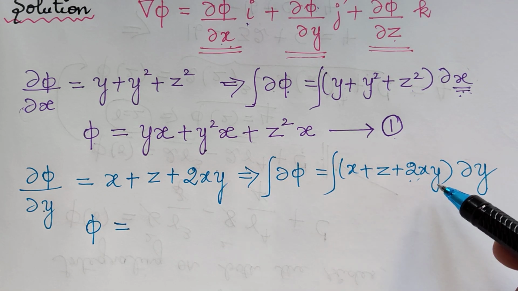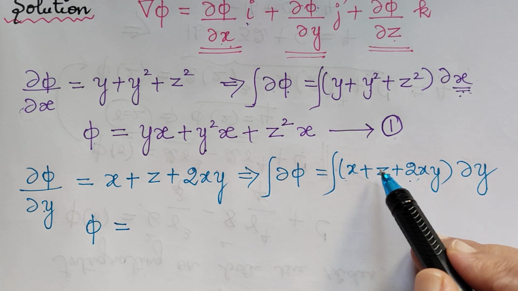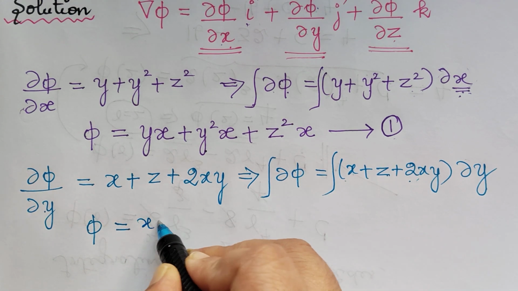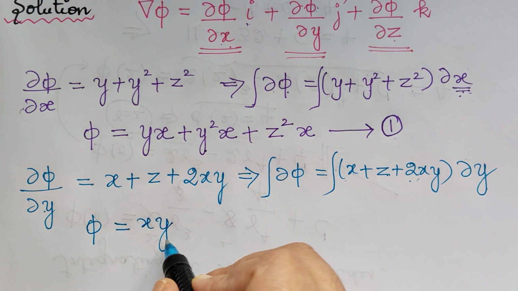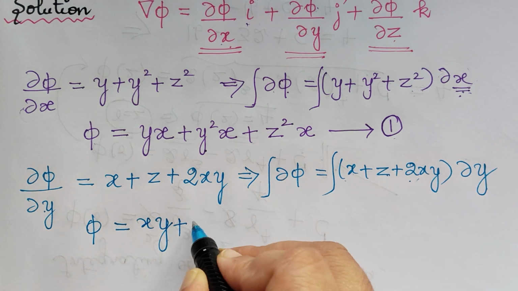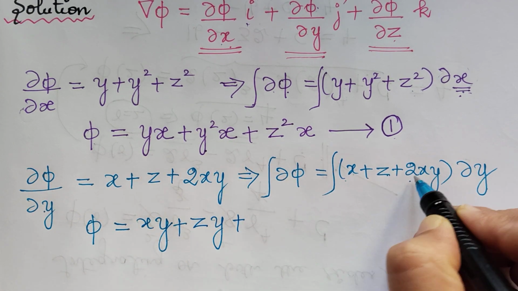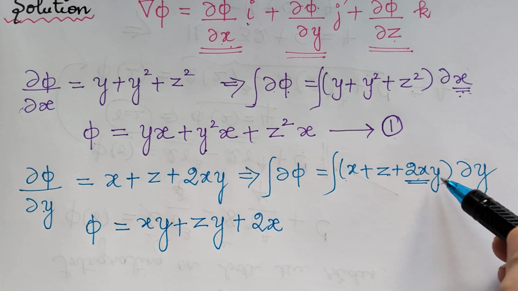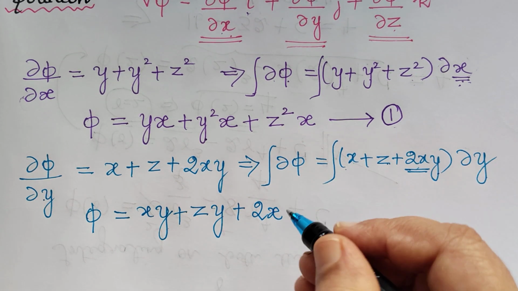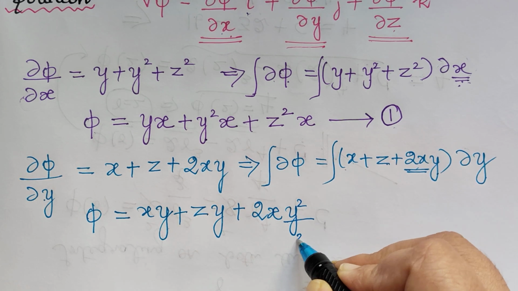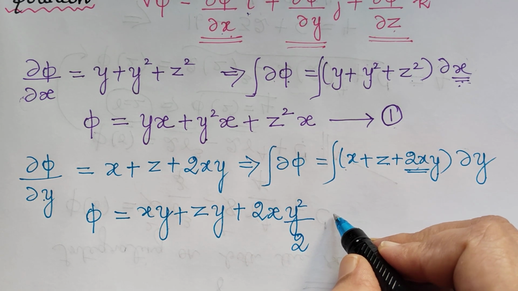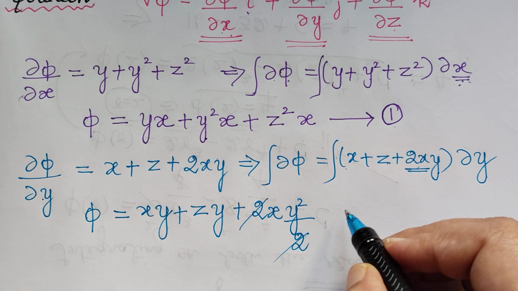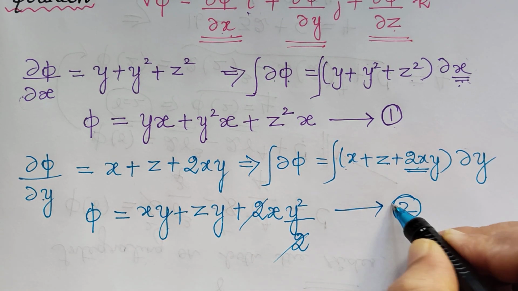And we have to do it partially, so x and z will be treated as constants. On integration, you will get xy because we are integrating with respect to y, plus zy, plus 2x is like a constant, so 2x, and what is the integration of y? Since we are integrating with respect to y, it will be y square by 2. Now this 2 and 2 will get cancelled, and this will be marked as equation 2.